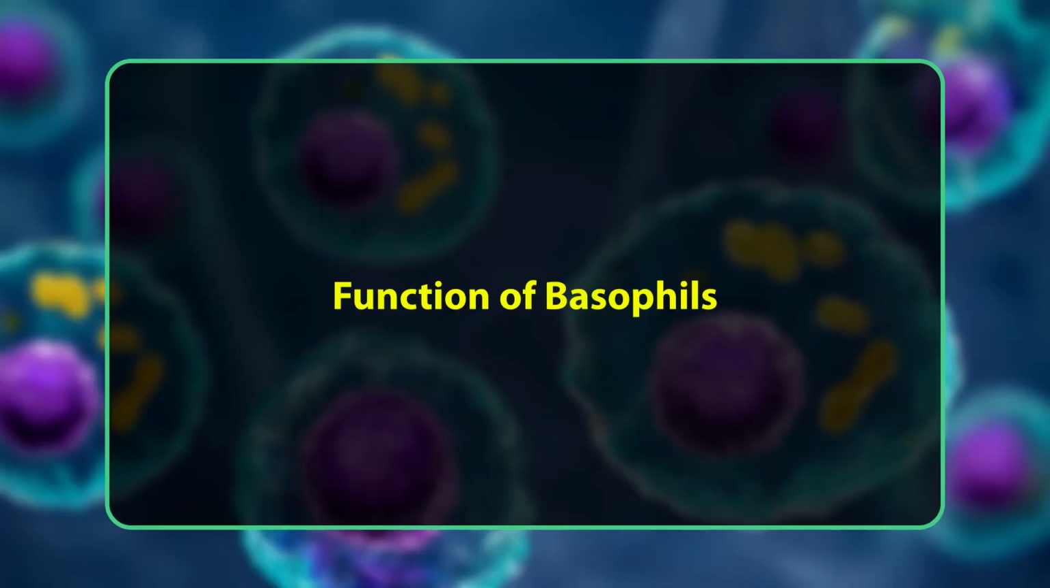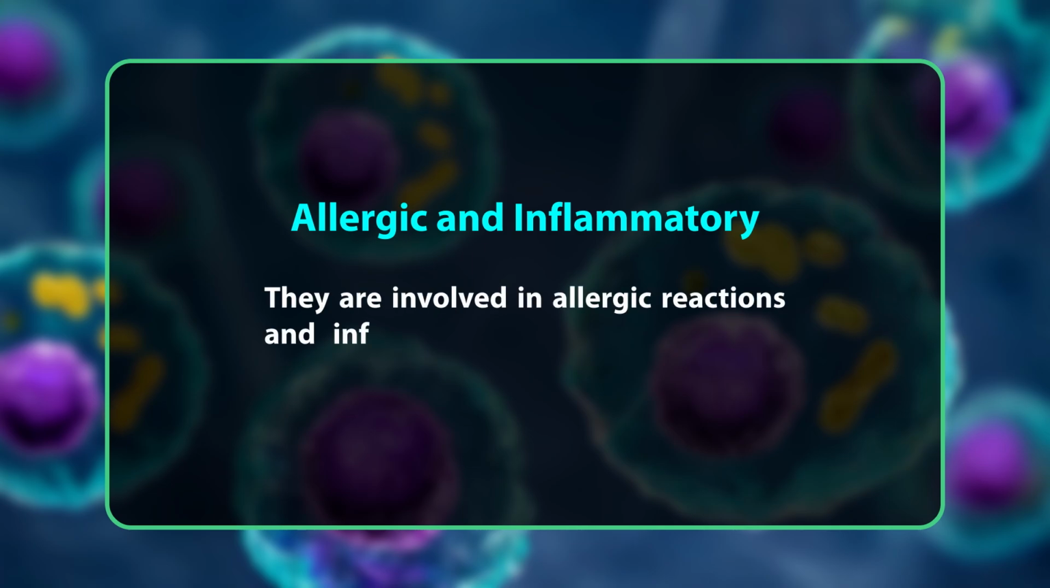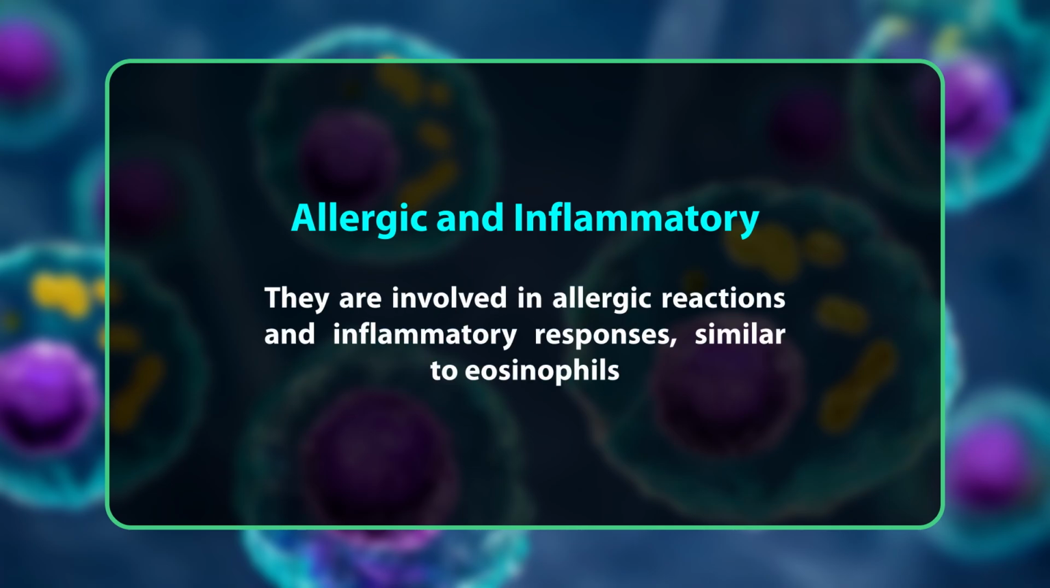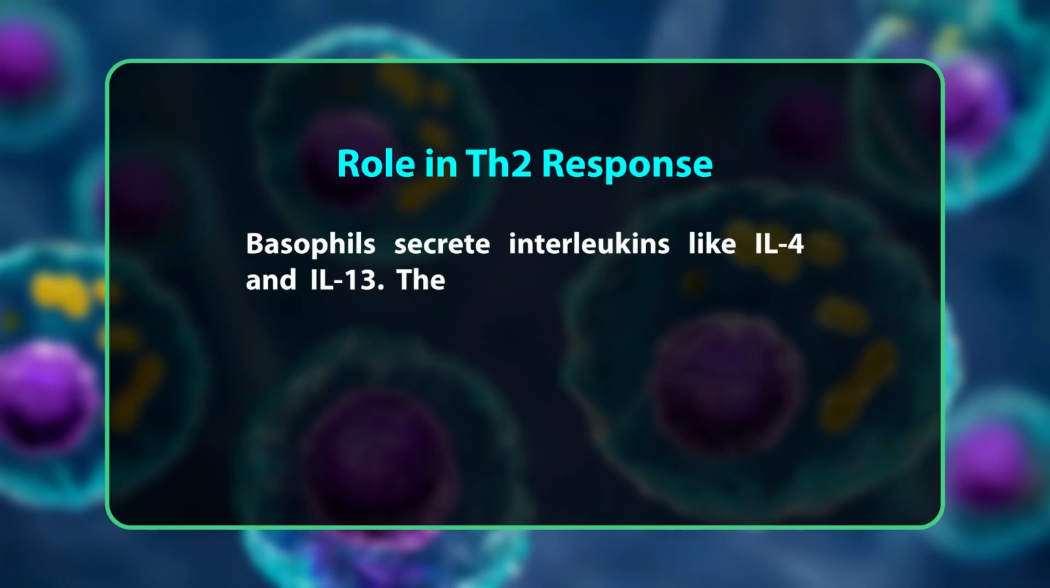Now, functions of basophils. 1. Allergic and inflammatory. They are involved in allergic reactions and inflammatory responses similar to eosinophils. They have a role in T helper type 2 response. Basophils secrete interleukins like interleukin 4 and interleukin 13.